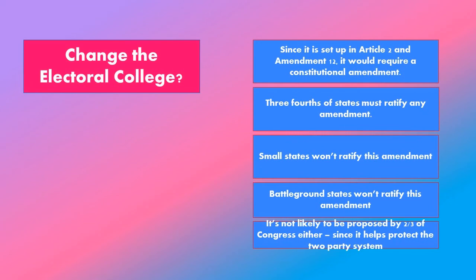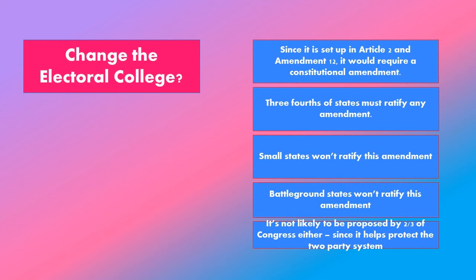The most important thing to know about changing the Electoral College is that it is unlikely. Since the Electoral College is found in Article 2 and is adjusted in the 12th Amendment, the only way to get rid of it is to add a constitutional amendment. You guys remember the process for adding an amendment to the Constitution. It's most likely going to take 2/3 of both houses of Congress, and it's going to take ratification by 3/4 of the states. So 3/4 of all the states are going to have to agree to this amendment if we're going to get rid of the Electoral College.